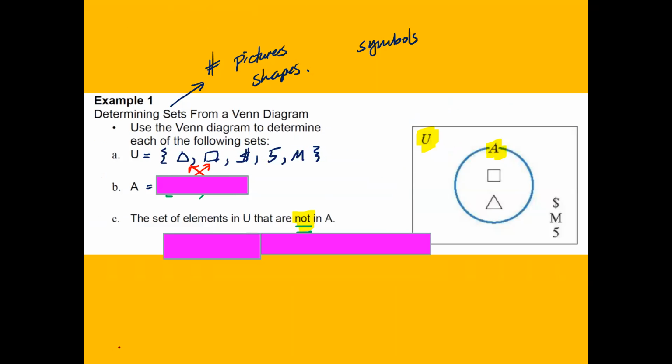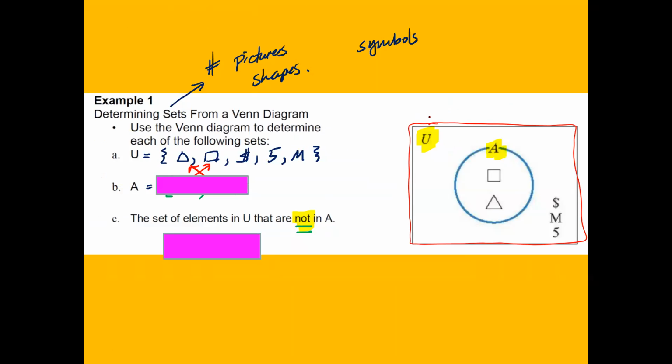U, if you take a look at the set U, which is this rectangle right here, what are all the elements inside the U? I can say that there is a triangle, a square, a money symbol, the letter capital M, and 5. These are all the elements inside U.